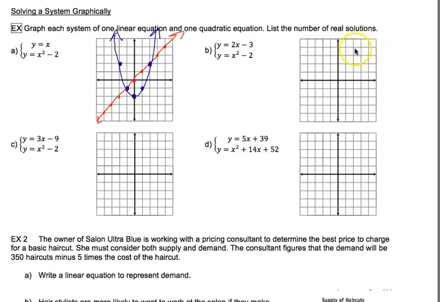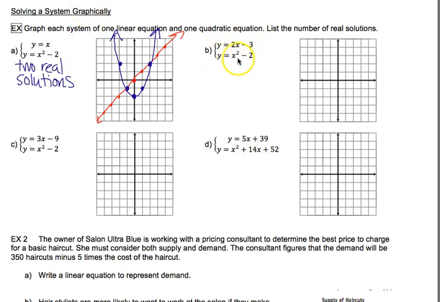number of real solutions. Remember that when you are talking about a system, the number of real solutions is the number of intersections. So in this case, it looks like they intersect here and here. So we would say that these have 2 real solutions.